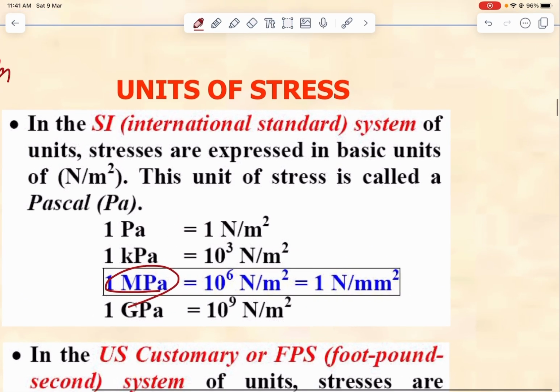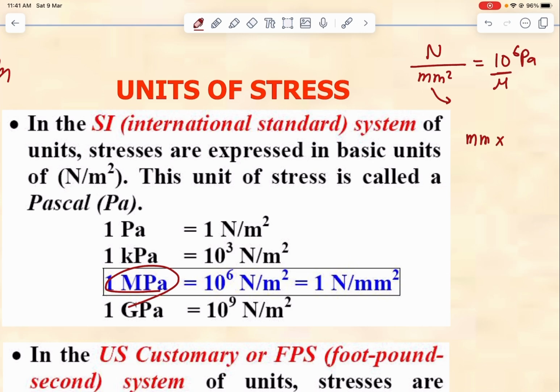How do you remember it? First, we have Newton over millimeter squared. How do I remember it is megapascal, or 10 to the power 6 Pascal, which is mega? Just remember if you are gonna convert this one, first, the millimeter squared: one millimeter corresponds to how many meters? 10 to the power minus 3 meter, right? So I have to do unit conversion per 1 millimeter, and I have to square it, so it becomes 10 to the power minus 6. Since it is in the denominator, it goes up and becomes 10 to the power 6 Pascal.